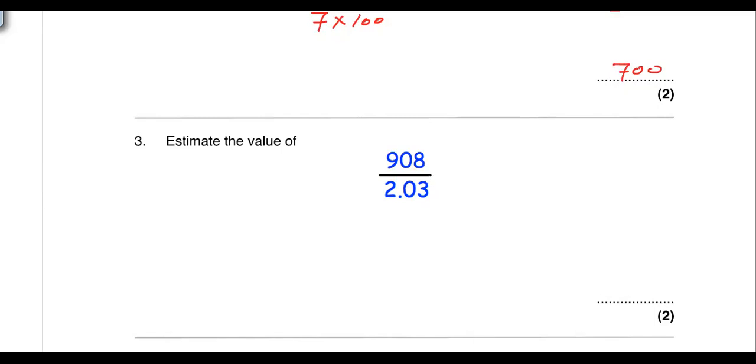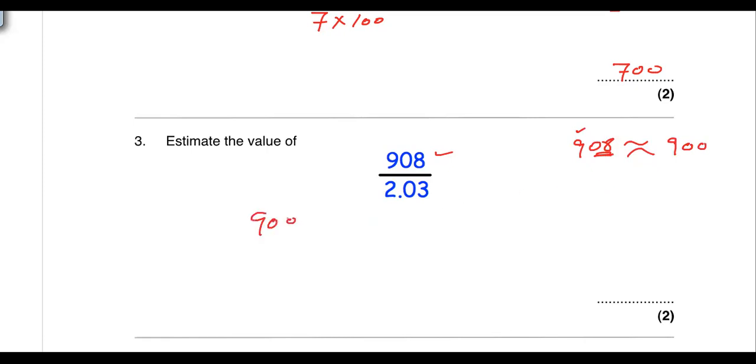Now, estimate the value of this one. Again, don't forget to round to one significant figure. I will round this to one significant figure. For example, this 908: if I'm rounding to one significant figure, this is the first significant figure, so I have to leave these two. So it will be 9. And then, of course, it is a whole number, so the remaining digits of the whole part I have to make 0, giving 900.